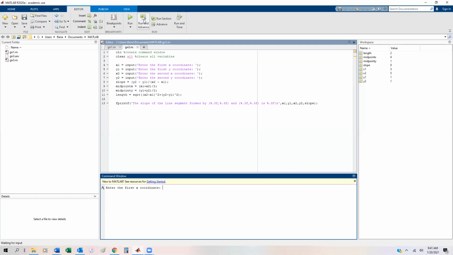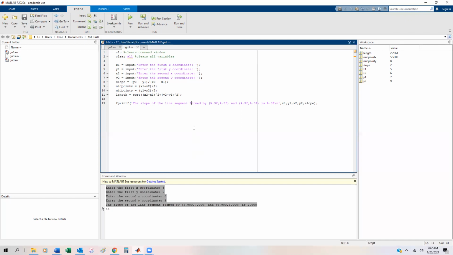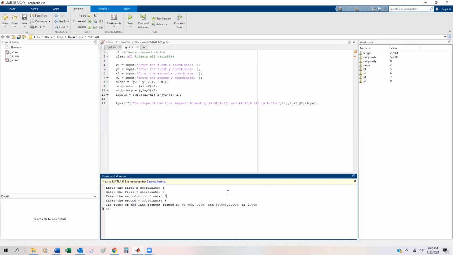So let's say x is going to be 5, and y1 is going to be 7. And let's say 5 and 4. So let's say 6, because that should give us a denominator of 1, and let's say 9 for that one. So 9 minus 7 is 2, 6 minus 5 is 1, so it should be 2, and the line segment forms. So it looks like it's good. All right, so that might be a way to make sure that your program works, is just to enter some really simplistic values just to make sure you're good.